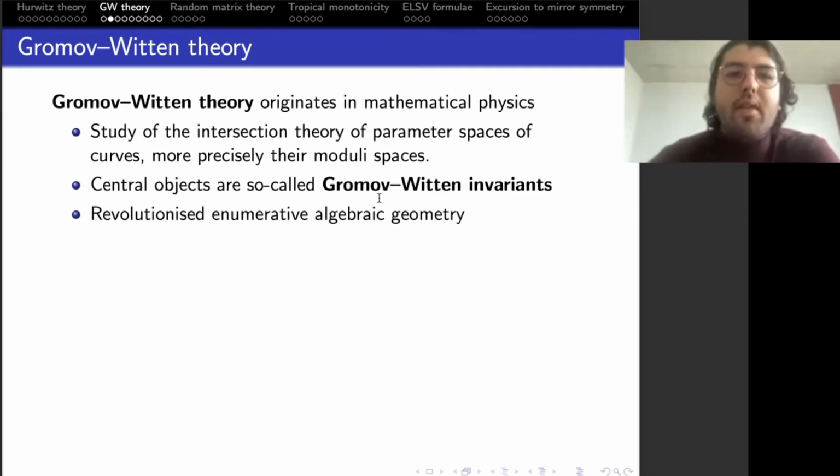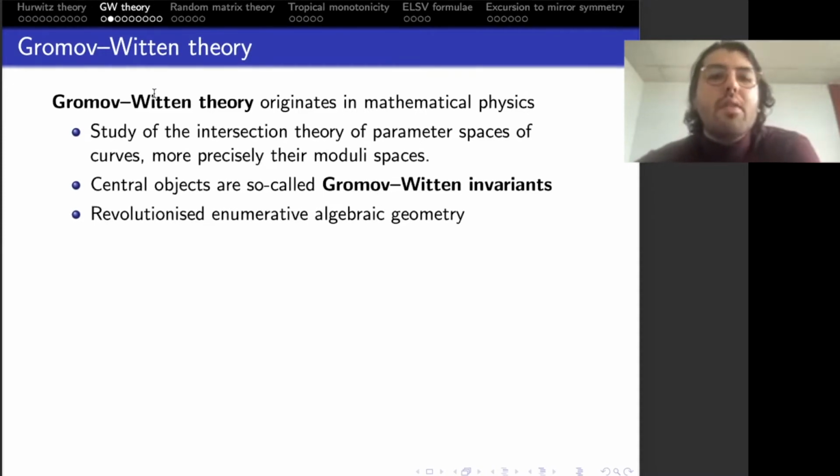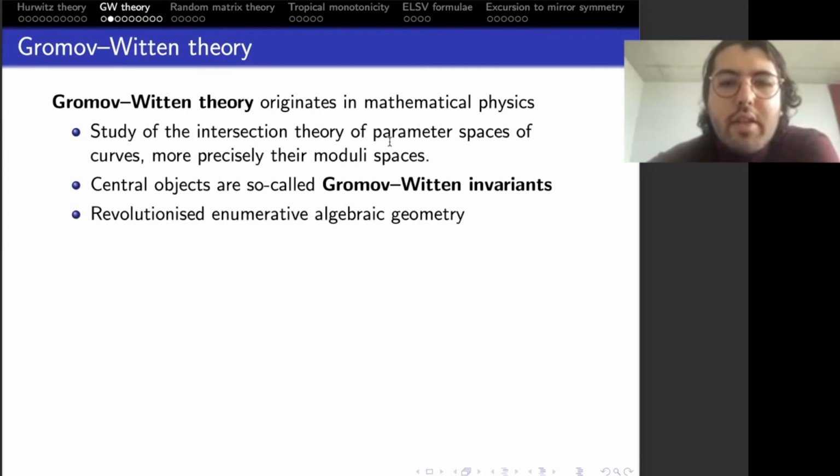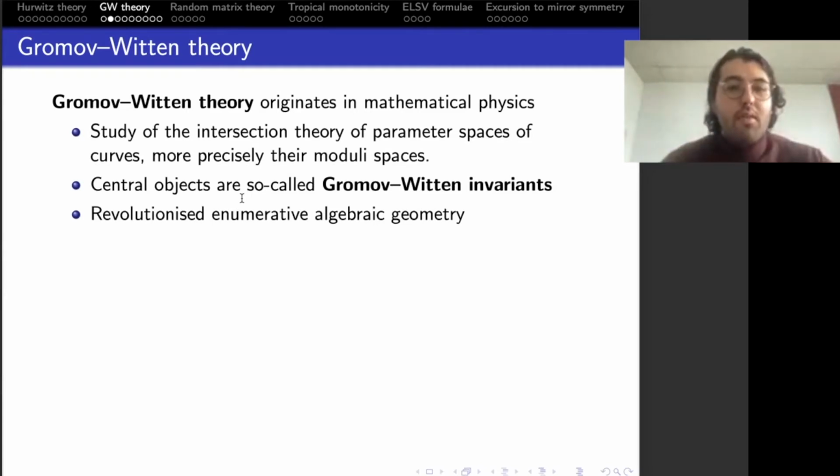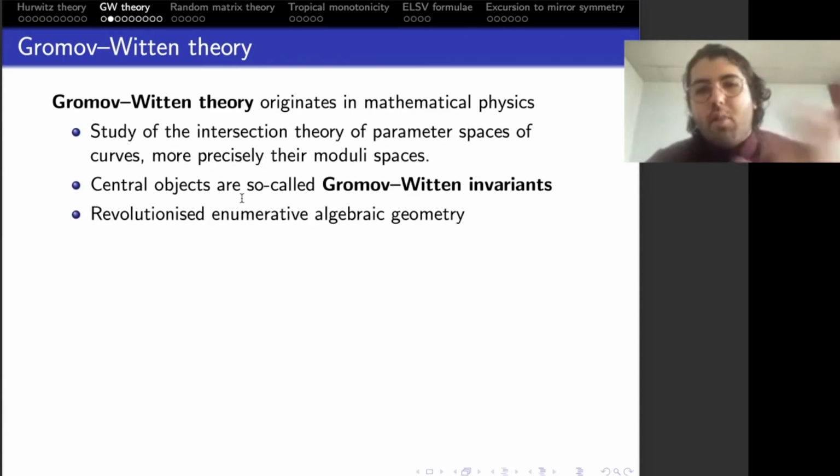And shortly after the inception of Gromov-Witten theory, these connections to Hurwitz numbers played a very significant role. Okay, so now Gromov-Witten theory studies the intersection theory of parameter spaces of curves, more precisely the moduli spaces of curves. And the central objects in this theory are so-called Gromov-Witten invariants, which are exactly the intersection products. So you simply intersect certain subspaces of these moduli spaces, and then if you get a zero-dimensional thing, this is exactly your Gromov-Witten invariant.